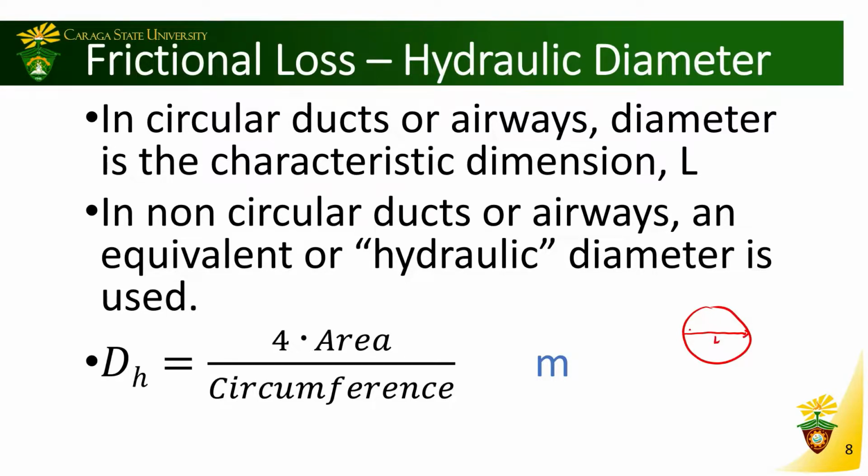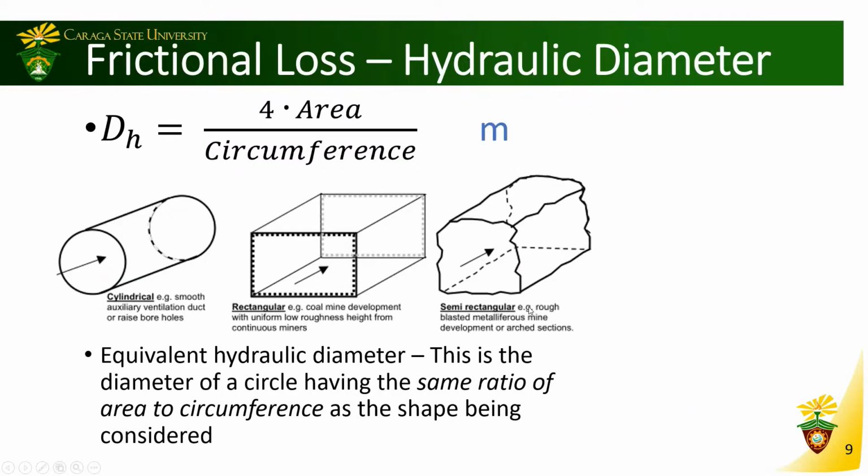But for an irregular tunnel or duct, we need to express it in terms of an equivalent or hydraulic diameter. Okay, how do we do that? This is expressed as 4 times the area over the circumference, and this is expressed in meters. How did we come up with this particular relationship? We'll try to derive this one.